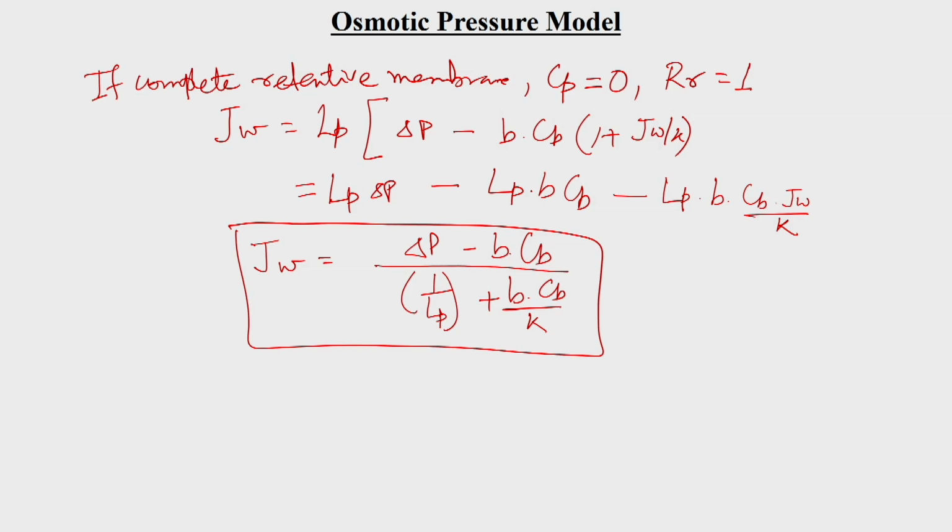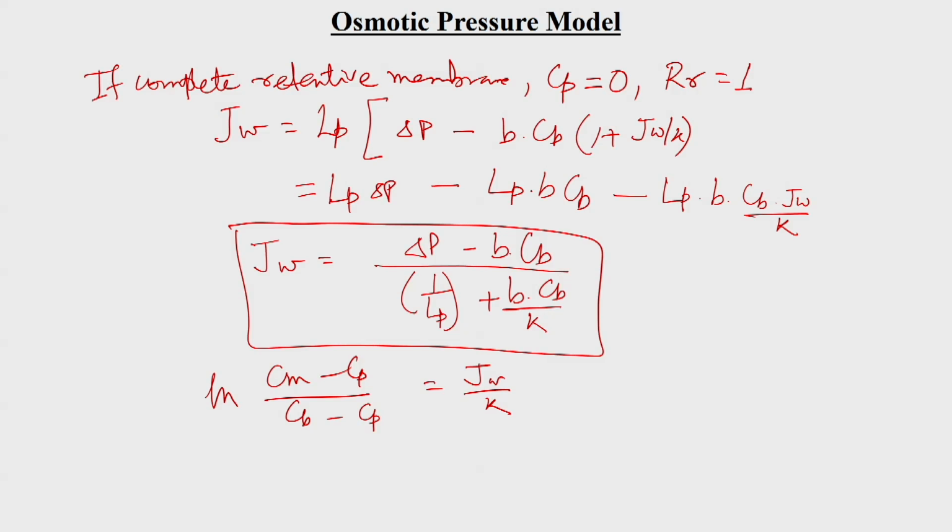but this is not realistic. The realistic approach is that Rr should not be 1, it should sometimes be less than 1, say 0.999 like this. Cp in most of the cases will be near to 0, but may not be 0. And in this case we can write ln Cm minus Cp by Cb minus Cp is equal to Jw by k, that we got from this.